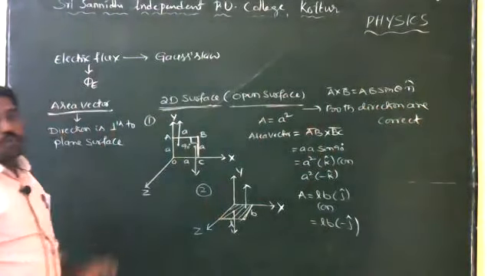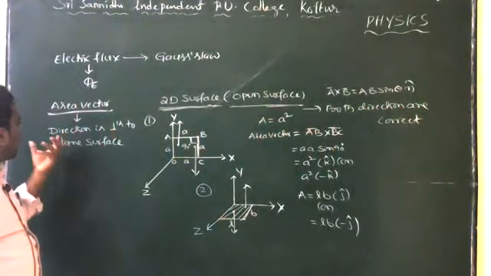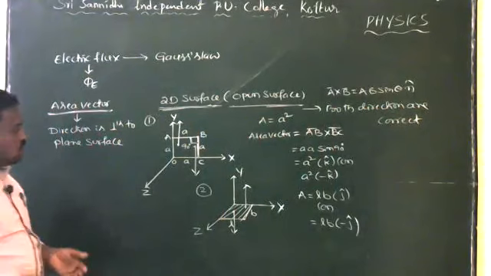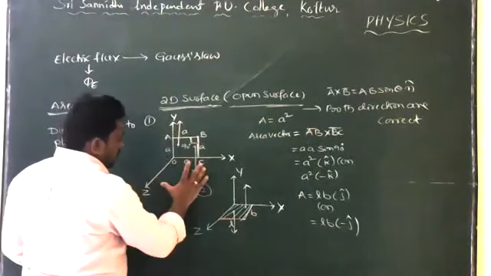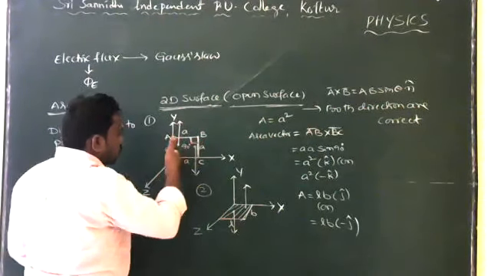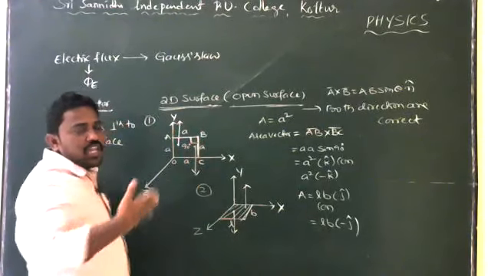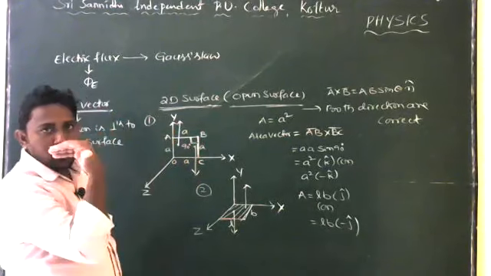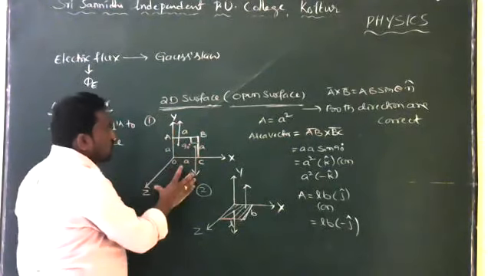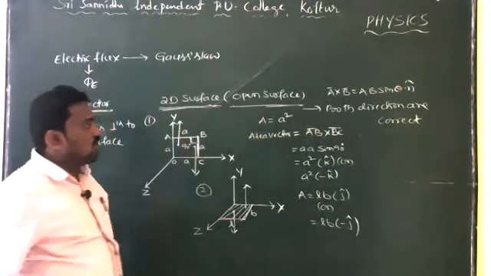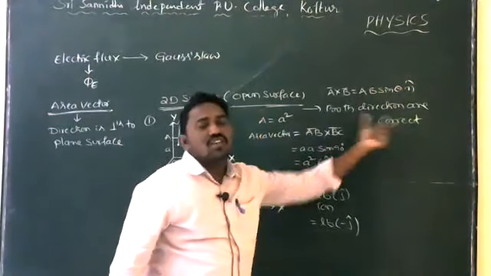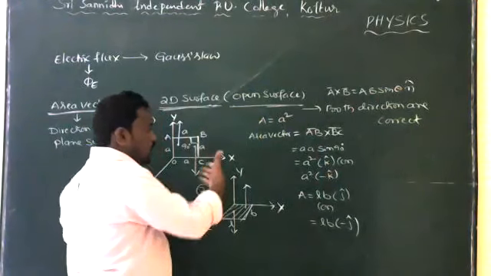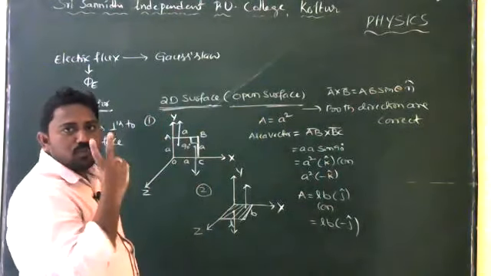Very, very important: the area vector direction is perpendicular to the plane of the surface, the plane of the paper. The direction can be inward or outward. 2D surfaces are also called open surfaces, and both directions are correct.